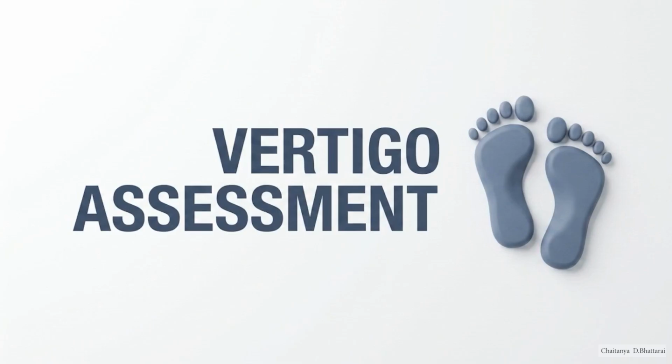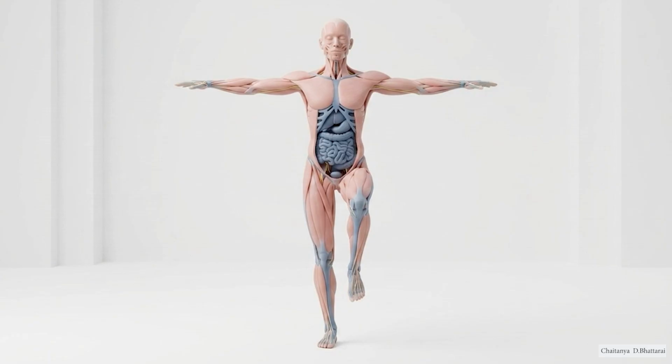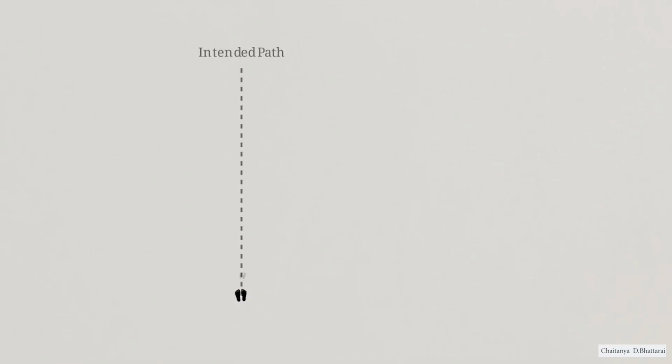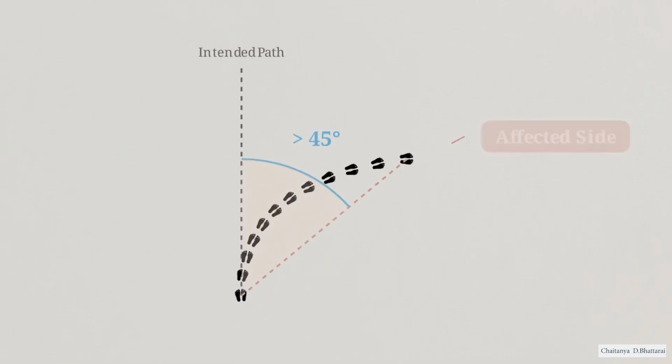To test this in a patient with vertigo, we use the Fukuda stepping test, asking them to march in place with their eyes closed for 50 steps. A rotation of more than 45 degrees toward the affected side indicates a specific vestibular nerve dysfunction vector.